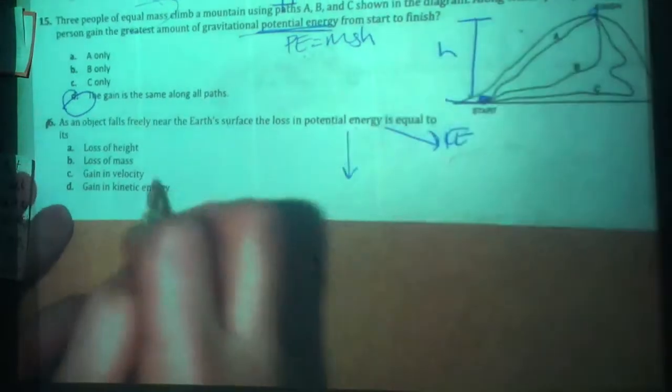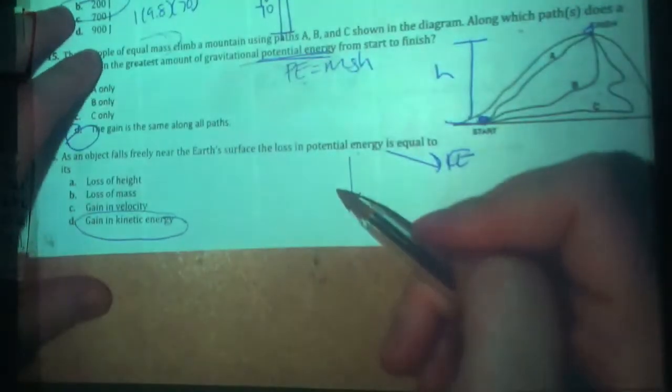If an object falls near the surface of the Earth, the loss in potential energy, because it's falling down, means potential energy is going to decrease. Well, it doesn't disappear, so where does that potential energy go? It goes into kinetic energy, so that's equal to the gain in kinetic. So if you lose 10 joules of potential, you gain 10 joules of kinetic.